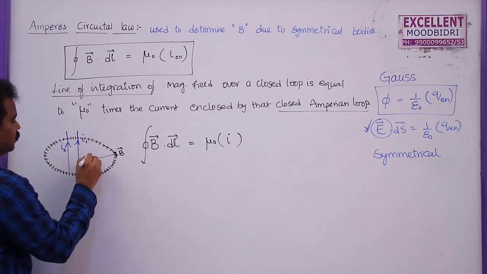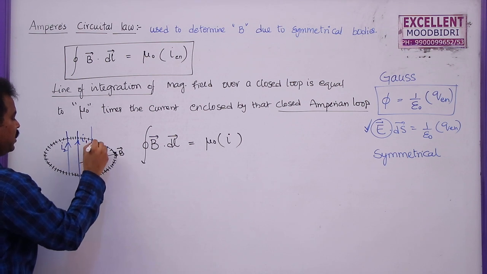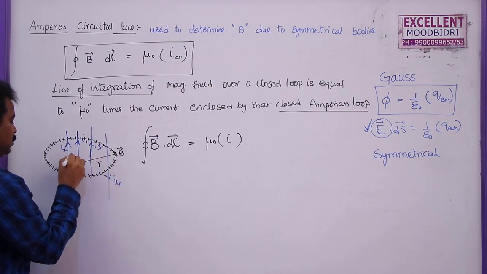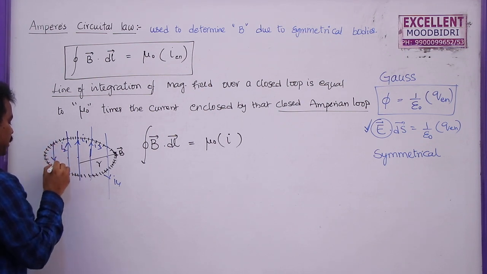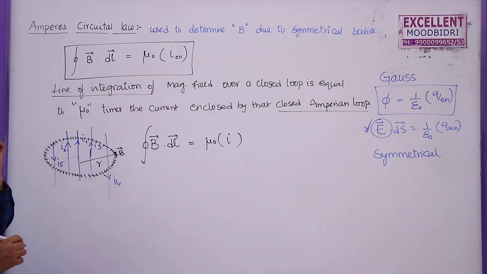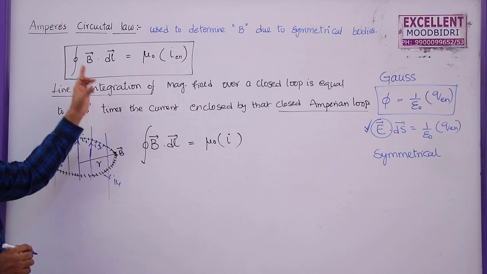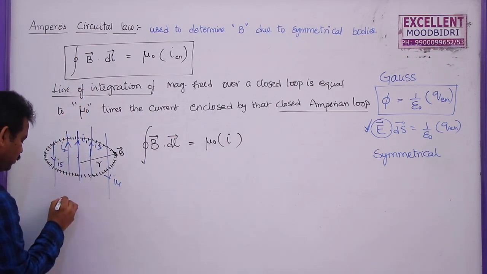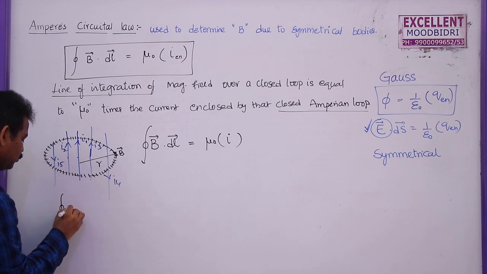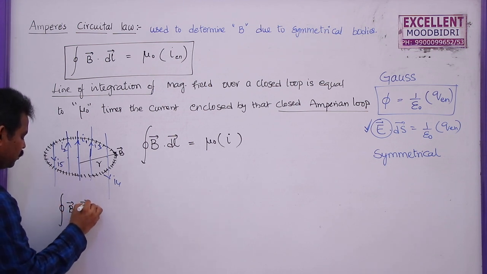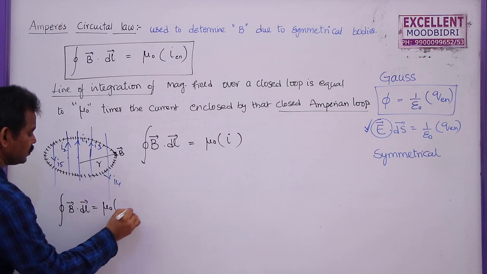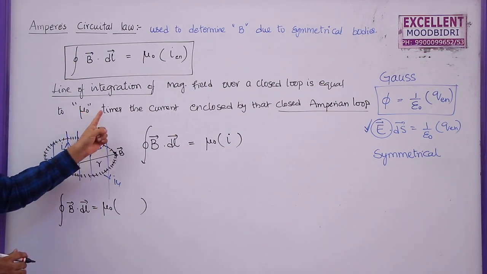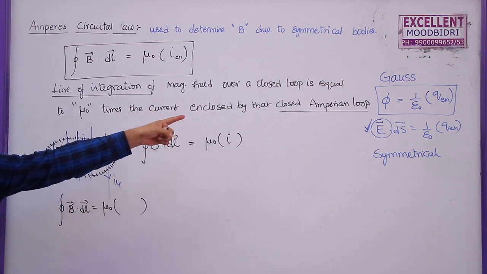Now instead of one current, this is I1, let us say one more wire is kept here which is carrying current I2. This wire is carrying current I3, this wire is carrying current I4 downwards, and this wire is carrying current I5. So what is the Ampere Circuital Law for this diagram? Here we can write the line integral of B bar dot dl bar is equal to mu naught times the current enclosed by that closed loop.